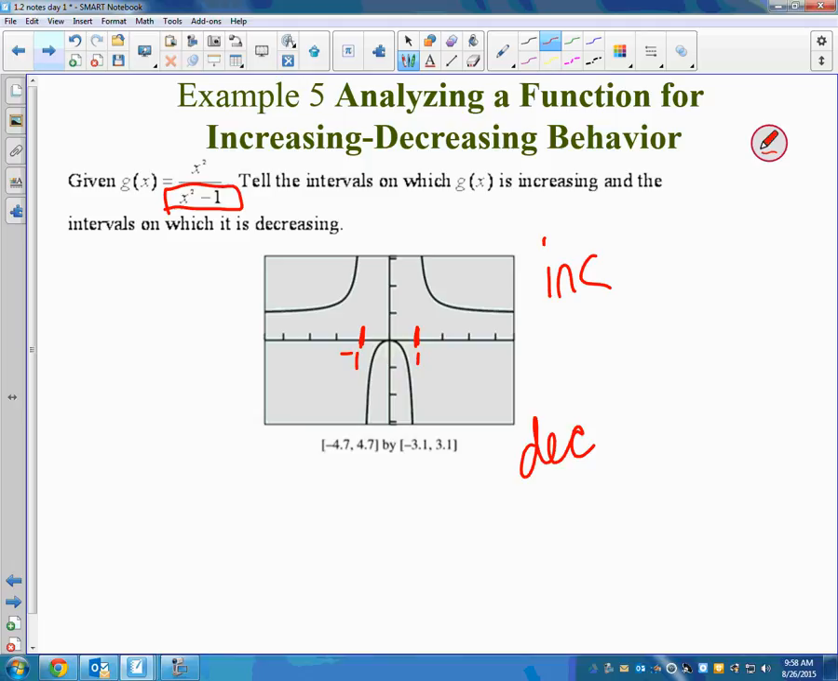So I like to start at negative infinity, all right? Negative infinity. Oh, wait, I should have said that. Oops. If I start this way, is that increasing or decreasing? Increasing until when?